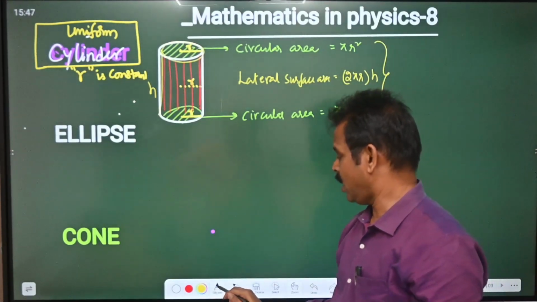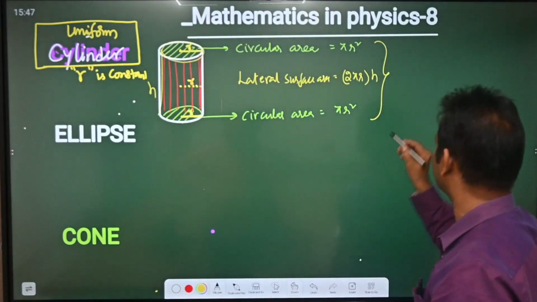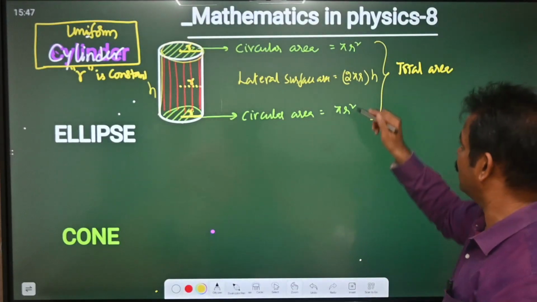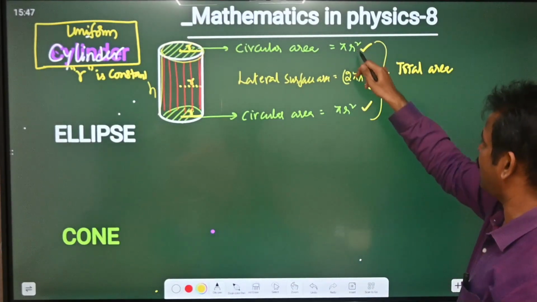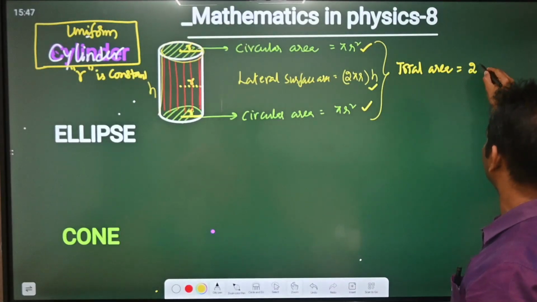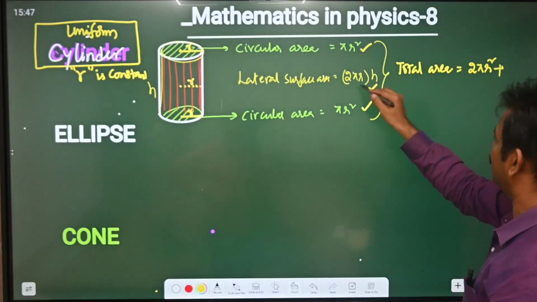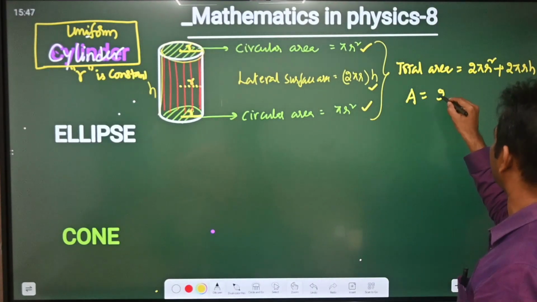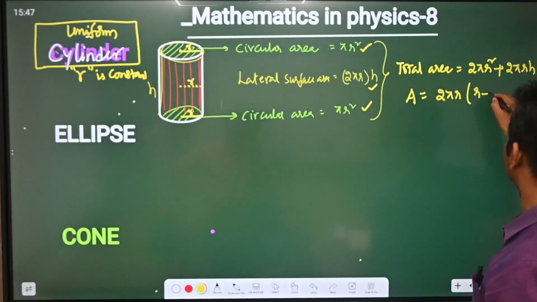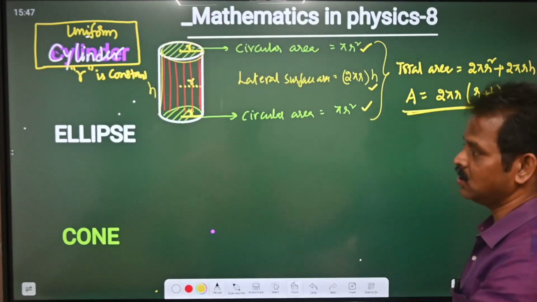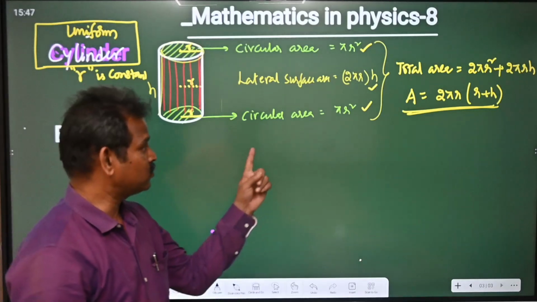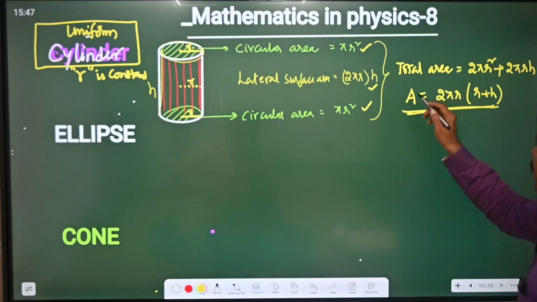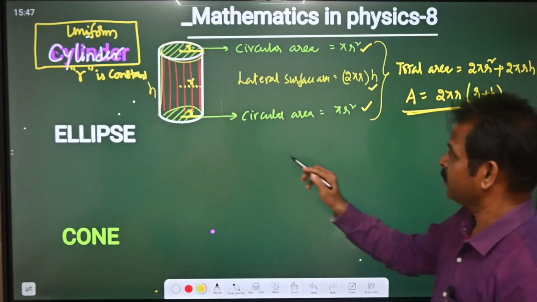Now, if they ask you to find the total area of a cylinder, we need to add these three: pi r square plus pi r square, which is 2 pi r square, and the next one, 2 pi r h. So the total area is given by 2 pi r square plus 2 pi r h, which is 2 pi r into r plus h. This is the total area of a cylinder.